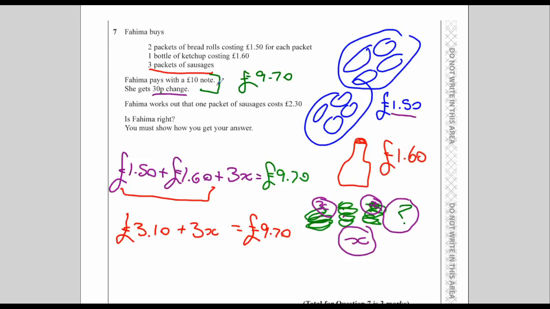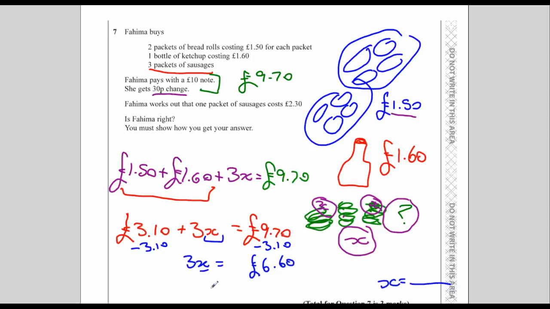Now we want to solve and find out what x is. Okay, so we need to get x on its own. Our aim is to get x equals. So we want to get rid of this guy first, the £3.10. So let's take away £3.10 from each side. Imagine it with real money. You had £9.70, you take off £3.10, what have you got? Well, your 70p take away your 10p gives you 60p. Your £9 take away your £3 gives you 6 quid. So 3 lots of x gives you £6.60.